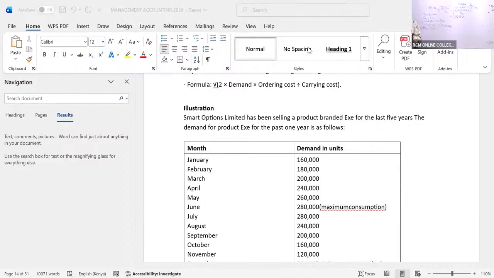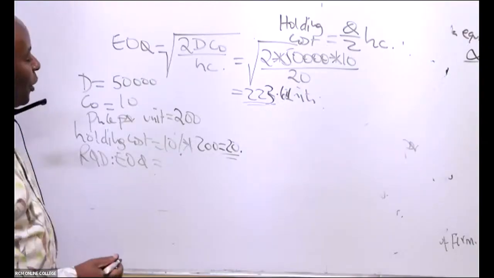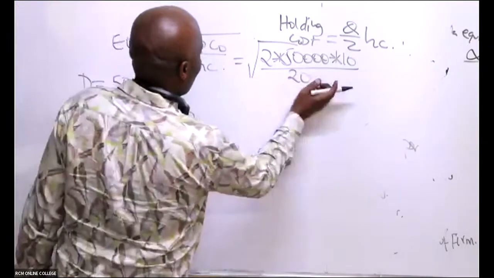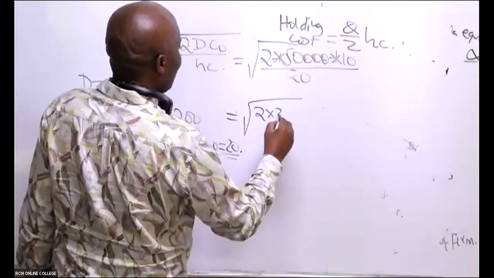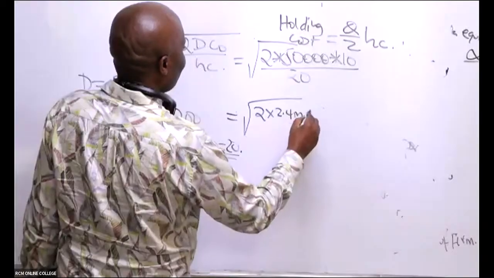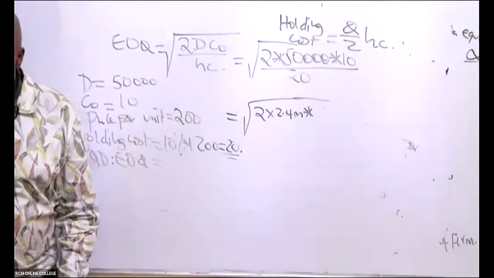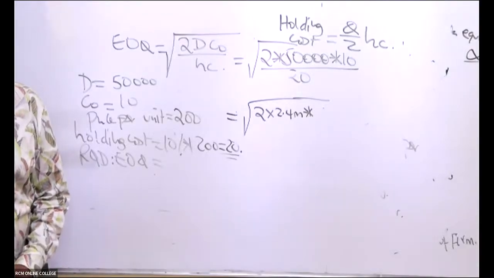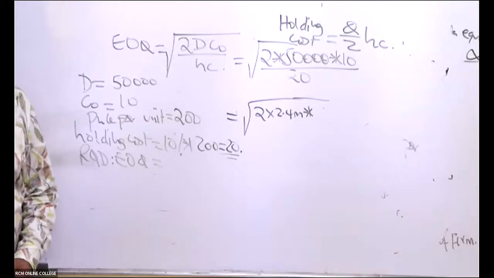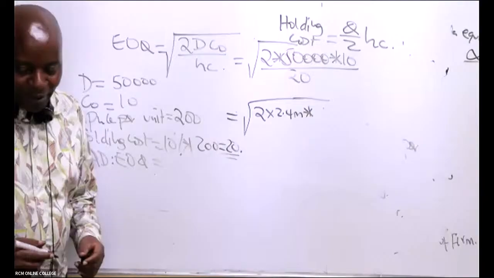Finished? Let's see. So, ladies and gentlemen, what is our annual demand in this question? Annual demand is 2.4 million. Great. Were you able to see the cost per order? What is the cost per order from the question? 40. The online students have not seen that. 40.